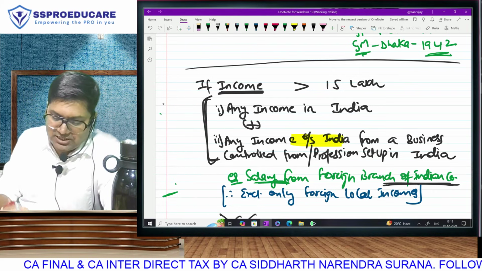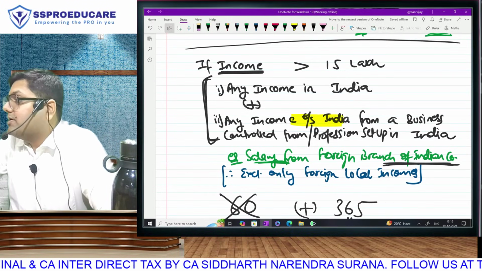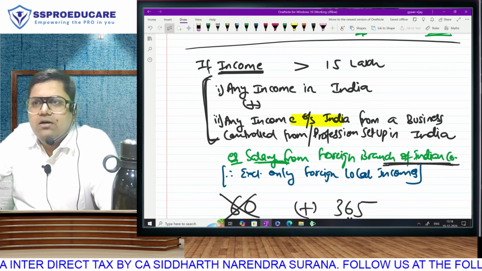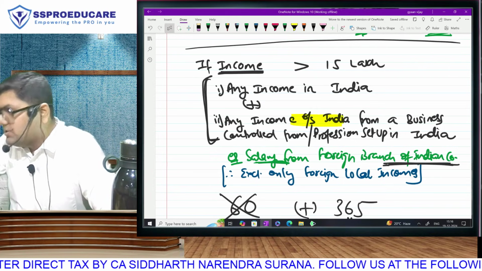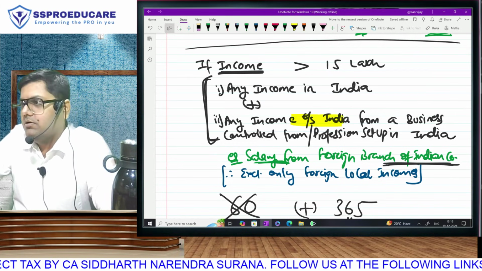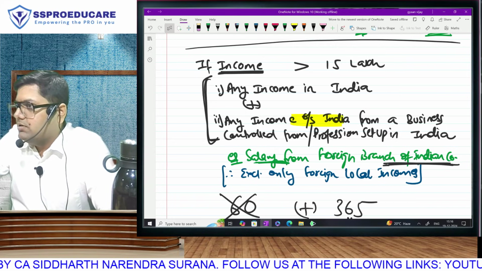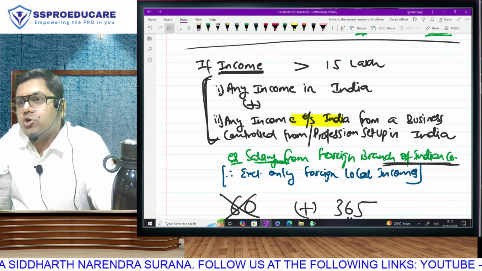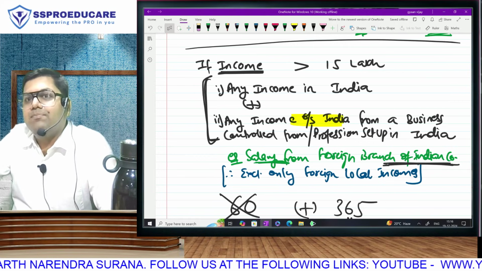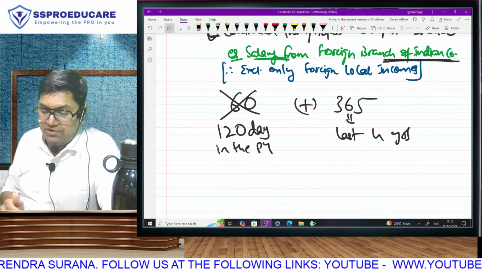So if you are a visitor and your income exceeds 15 lakh. Sir, which income should exceed 15 lakh? All Indian incomes and foreign incomes if business is controlled or profession set up in India. Foreign local incomes will not be considered. And the two which you are considering also, the total should exceed 15 lakh. So we will bring back your condition, but not as it is, modified.